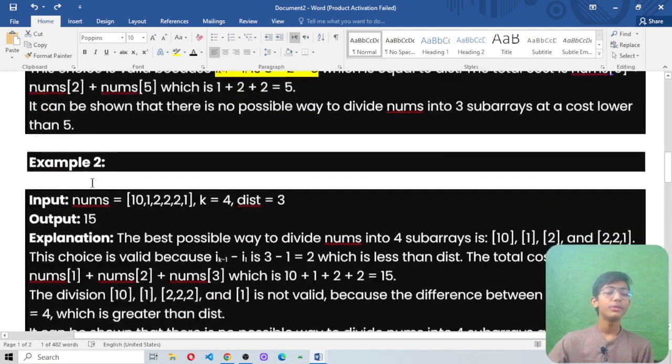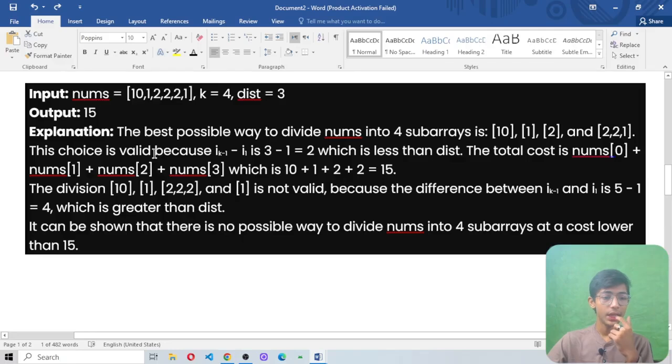In example 2, he created an integer array nums, in which he wrote 10 1 2 2 2 and 1. He gave k as 4, and dist as 3. The output is 15. So why?